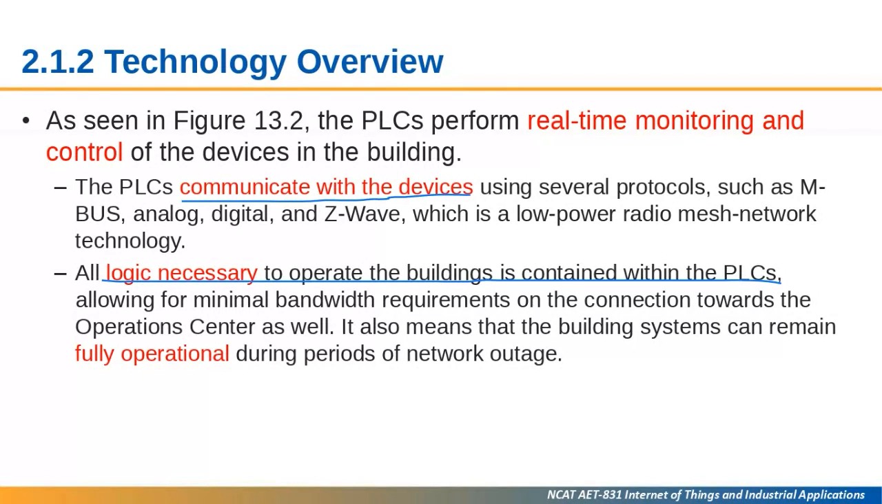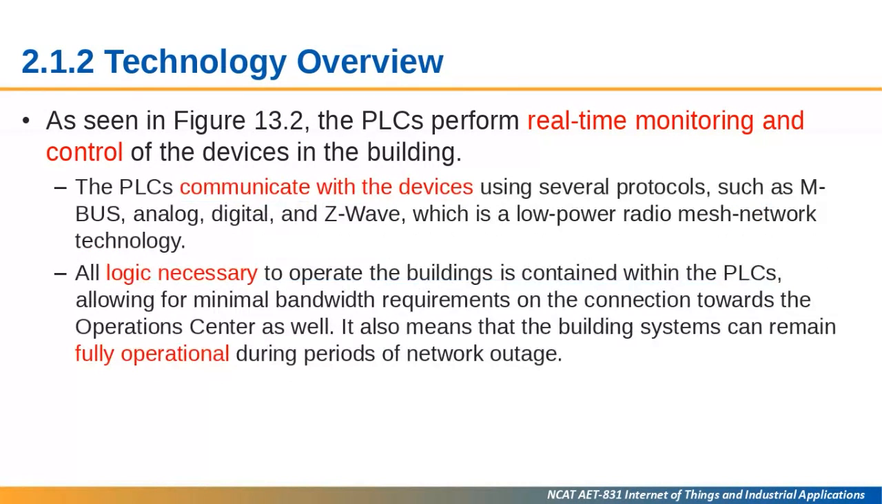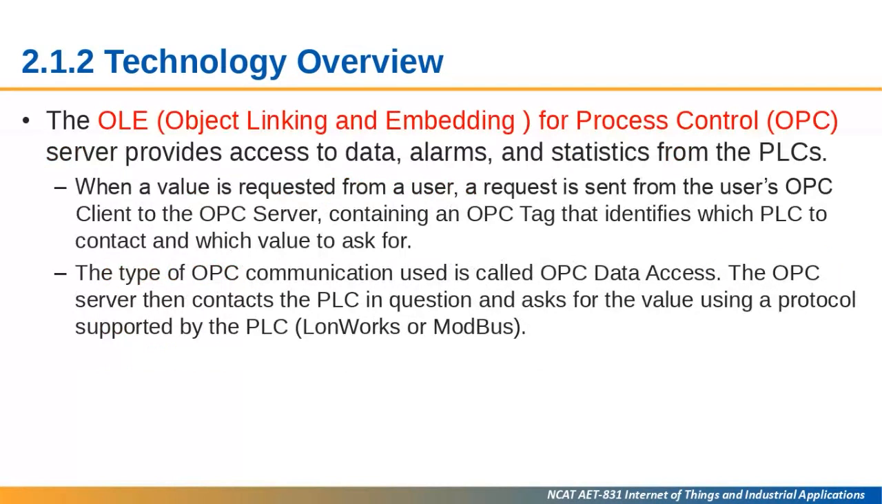In that case, it also means that the building system can remain fully operational during a network outage. So we don't want that if the power is out, then the building does not have a brain. In that case, the PLC will still follow the logic, basically the programs, to do whatever it's meant to do.